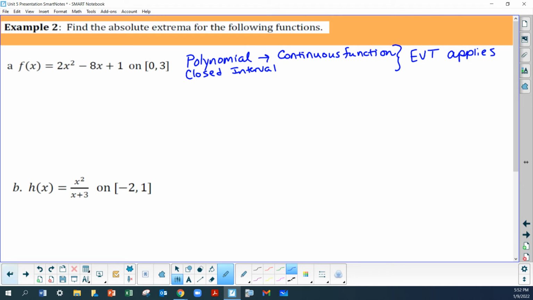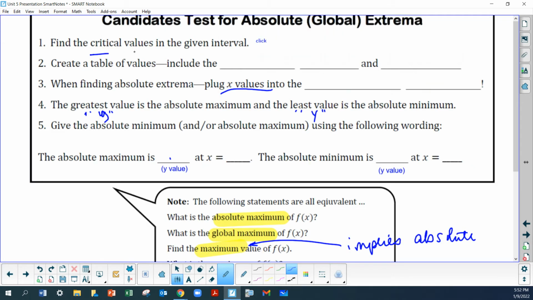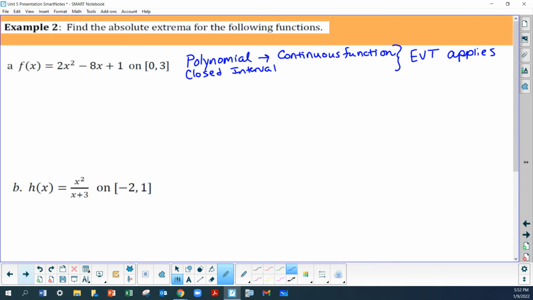So looking back on our little table, it says find the critical values. Okay, let's go after our critical values. To do that, I'm just going to write critical values. We need a derivative, and we need that derivative to equal 0. So 0 equals 4x minus 8. Oh, that's kind of nice. Factor out a 4, because usually you want to try to get to a factored form. And that gives us a critical value at x equals 2.